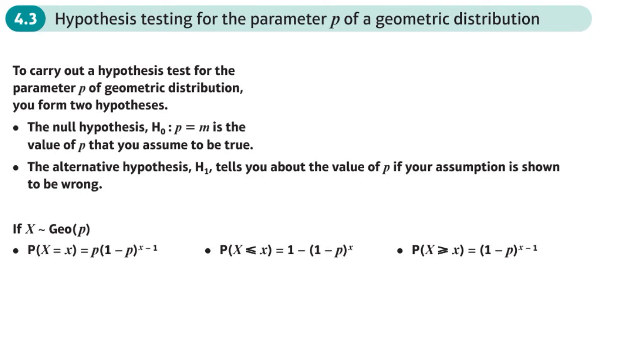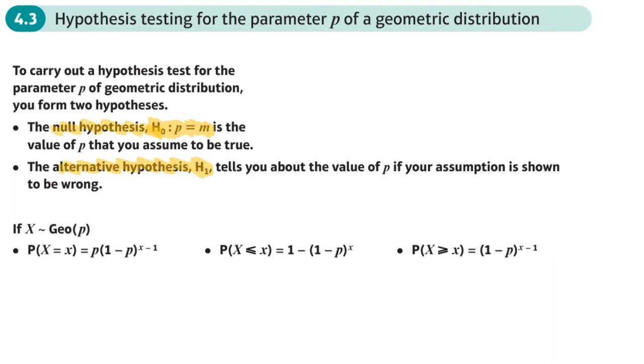This is the third section of the hypothesis testing chapter, and now we look at hypothesis testing for the parameter P of a geometric distribution. Just like any hypothesis testing, we always need to set out what H0 is and what H1 is, so the null hypothesis and the alternate hypothesis.